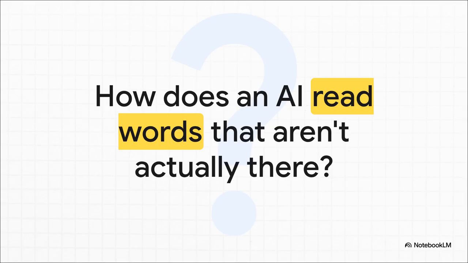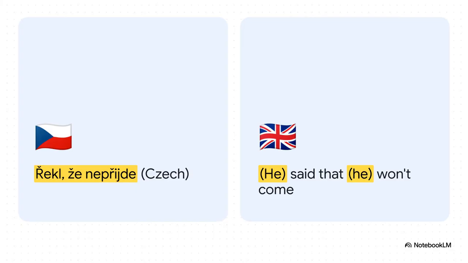So how exactly does an AI read words that aren't actually there? To really understand this hurdle, check out this Czech phrase, řekl, že nepřijde. Now, look at the English translation. He said that he won't come. Notice those words in parentheses? In what linguists call pro-drop languages, think Slavic or Romance languages, pronouns are frequently just totally omitted. Why? Because human speakers can infer who is doing the action based simply on the verb morphology, or just the context of the conversation. We naturally fill in the blanks. But for an AI, those missing pronouns are a huge roadblock. It literally just sees the verbs and has zero entity to attach them to.